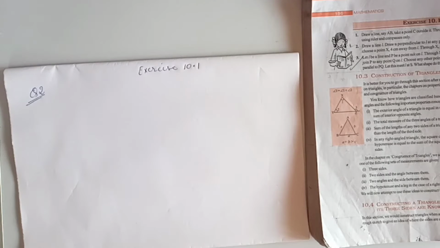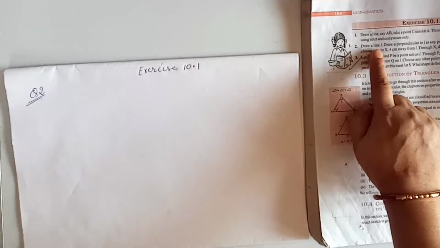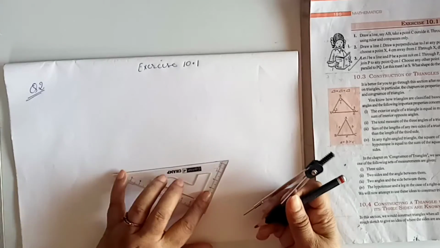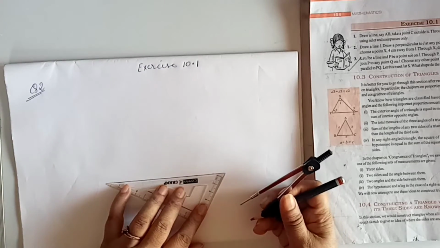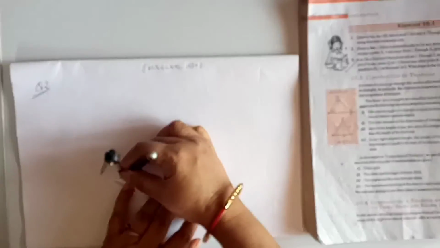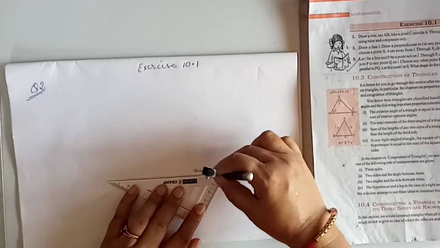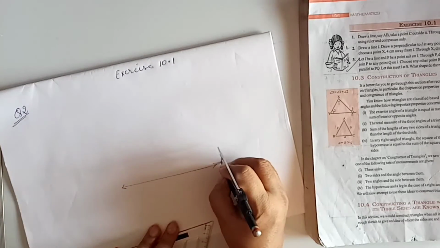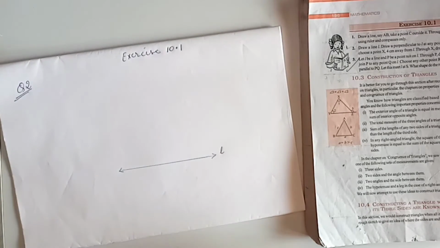Today we are going to solve question number 2 from exercise 10.1. So here it is written to draw a line L. So we will go step by step. First we will draw a line L. I have drawn. Since measurement is not given, you can draw with any measurement. This is line L. Now the second step is to draw a perpendicular to L.